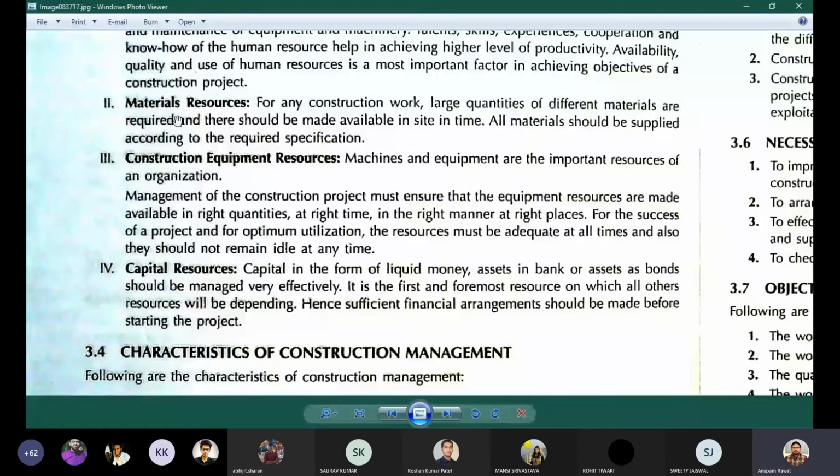Along with that, the most important thing is the capital resource. Capital resource is a very important thing. Without the capital resource, any project cannot be started, and it is the first and the most important thing required to initiate or start any project.